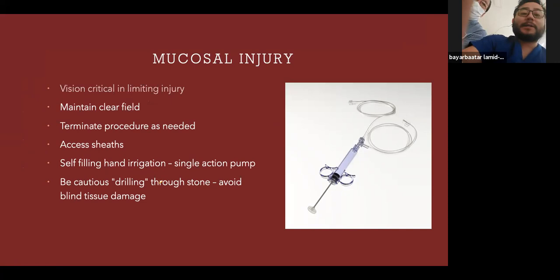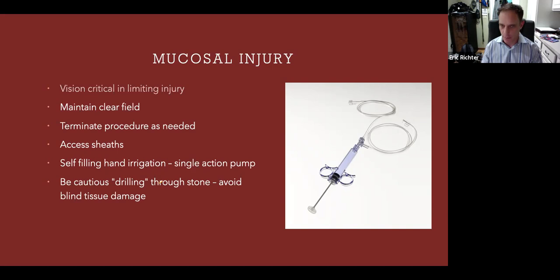Okay. So just some general principles in avoiding mucosal injury. We'd already talked about the anesthesia. Vision is obviously critical, so you want to maintain a clear field, and the best way to do that is with irrigation. This device, I'm not sure if you've seen this picture on the right, is what I use. It's called a single action pump, and basically it's a hand irrigation piece. Some people use a pressure bag. I don't like that. With the single action pump your assistant uses, they can irrigate as briskly as they want or as gently as they want, which is nice.